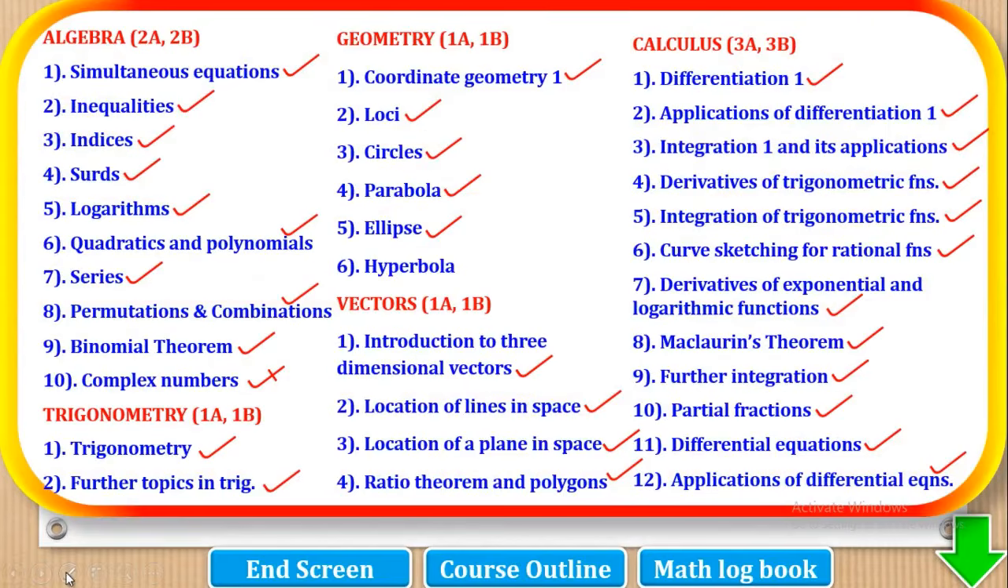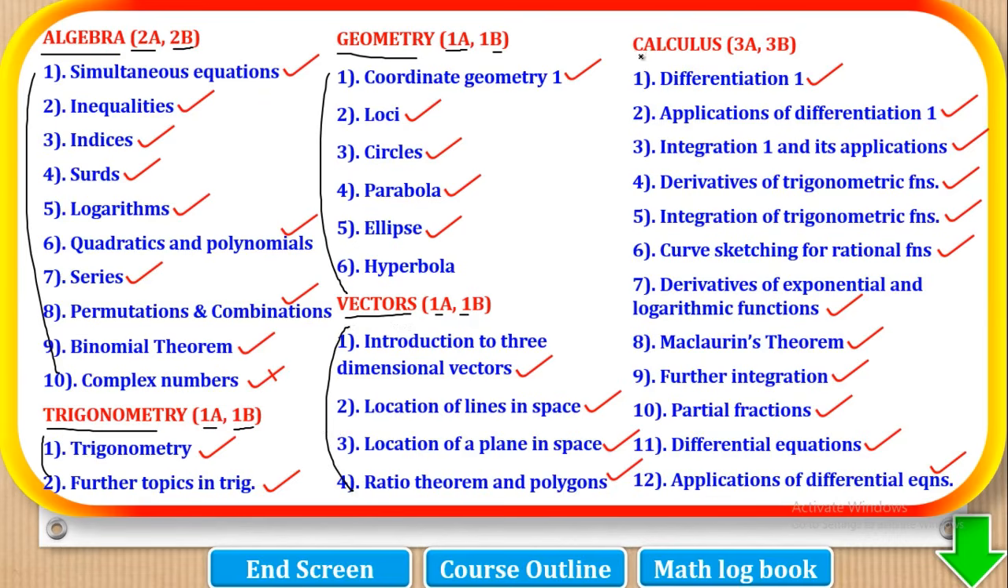So before we start, let's look at the course outline for this paper. Pure math or math paper 1 is divided into 5 parts. The first part is algebra, where 2 questions come in section A and 2 in section B, and these are the topics. The next part is trigonometry, where 1 comes in section A, 1 in section B, and these are the topics. The third part is geometry, where 1 comes in section A and 1 in section B, and these are the topics. The fourth part is vectors, where 1 comes in section A, 1 in section B, and these are the topics. And the last part is calculus, where 3 come in section A and 3 in section B, and these are the topics.